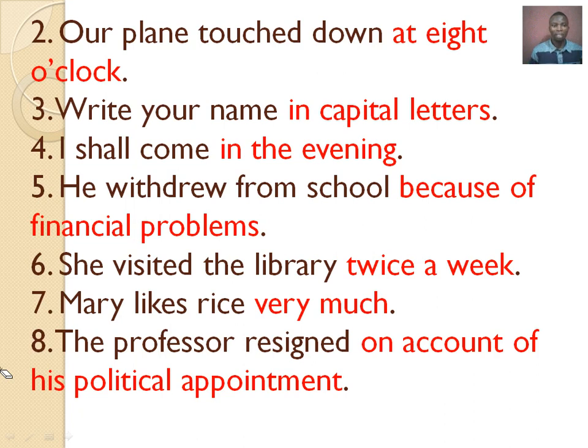Number 4 is an adverbial of time. Number 5 is the one that answers why, that is reason. Number 6, frequency, twice a week. Number 7, very much, to what extent, that is degree. And number 8 is reason. So if you got all of them correct, you mark for yourself. If you haven't, you make the corrections accordingly.